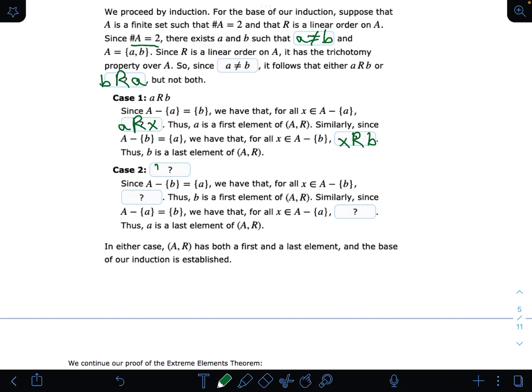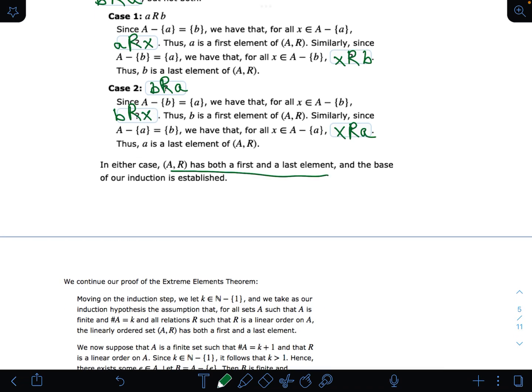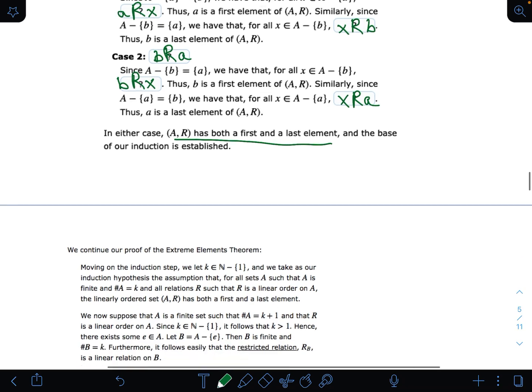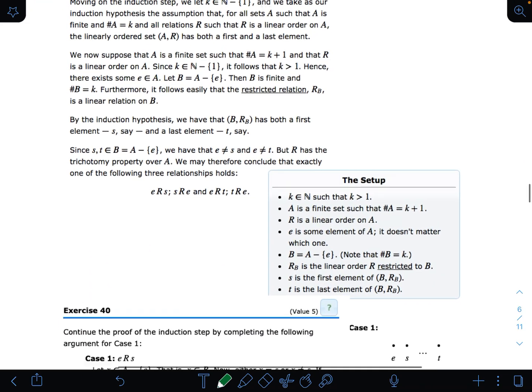Now case 2, we'll flip this around where b relates to a, like so. We would say that for all elements x, b relates to x. And similarly, to show that a is the last element, we'd say x must relate to a. In either case, we definitely have a first and last element, and that establishes our base of induction.